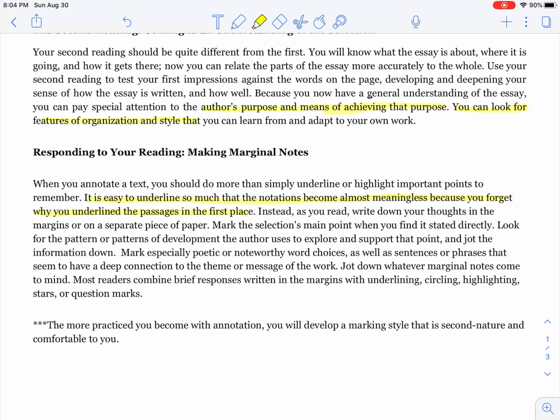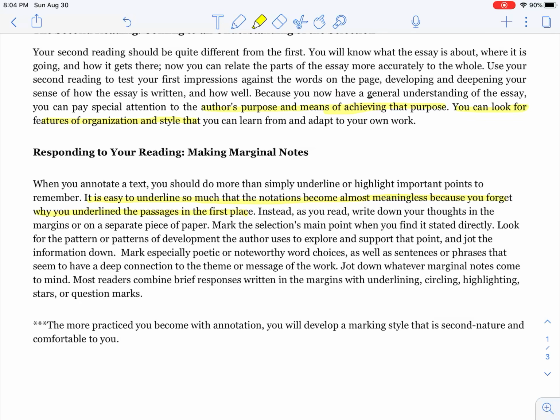Mark especially poetic or noteworthy word choices, as well as sentences or phrases that seem to have a deep connection to the theme or message of the work. Jot down whatever marginal notes come to mind. Most readers combine brief responses written in the margins with underlining, circling, highlighting, stars, or question marks.